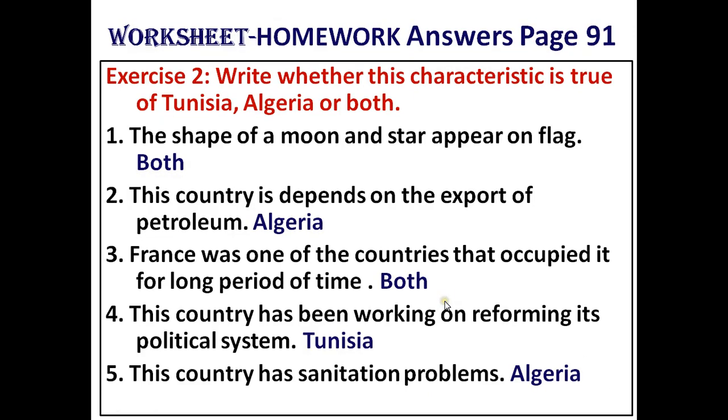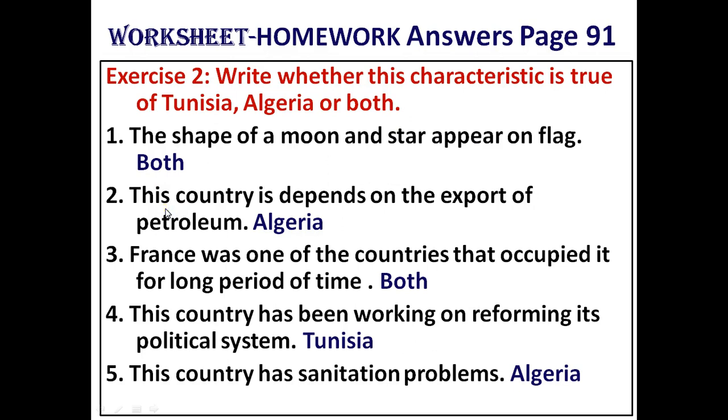Now let's see the answers of exercise 2, that is, write whether this characteristic is true for Tunisia or Algeria or both of the countries. So now here we are going to write one by one the answers for these different characteristics. The first question is, the shape of the moon and star appears on the flag. If you see the flag of both countries, it has a moon and star on the flag. So the answer is both the countries.